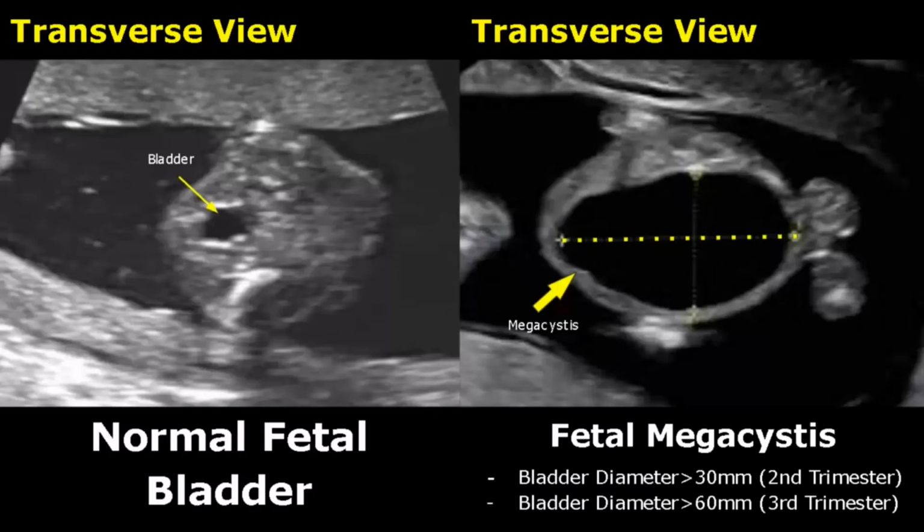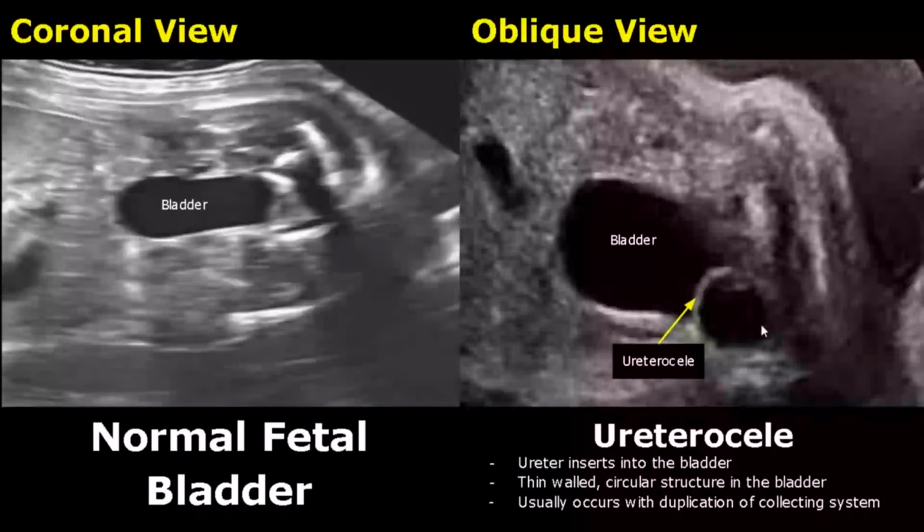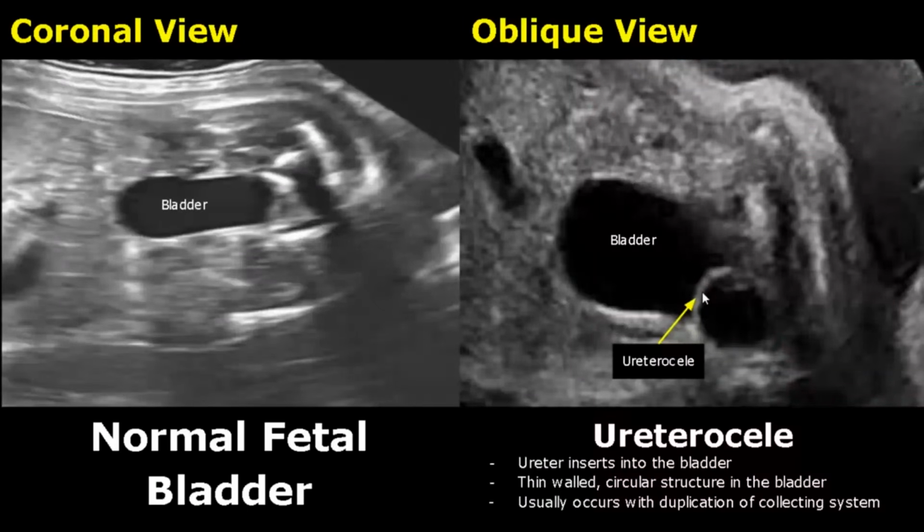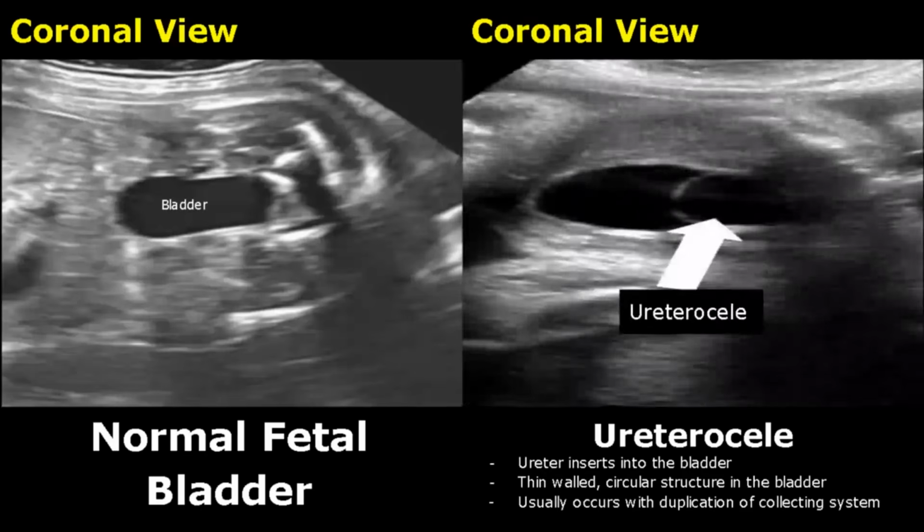A ureterocele occurs when the ureter inserts into the bladder. It appears as a thin-walled circular structure and it usually occurs in the setting of duplication of collecting systems. The size of the circular structure can vary. Here we have another image of a ureterocele. You can see a circular structure inside the bladder.